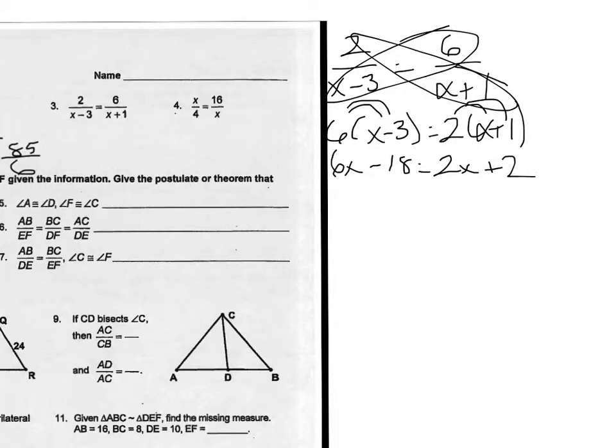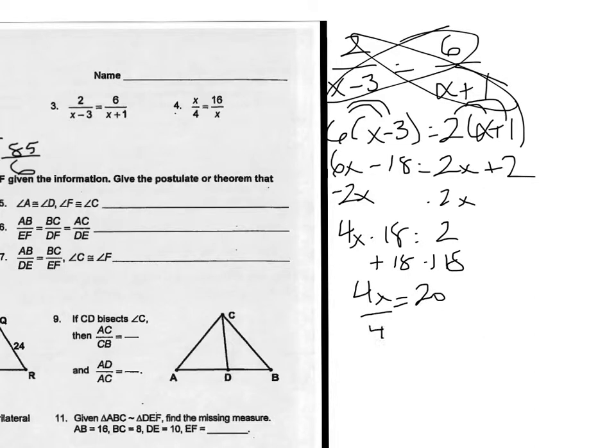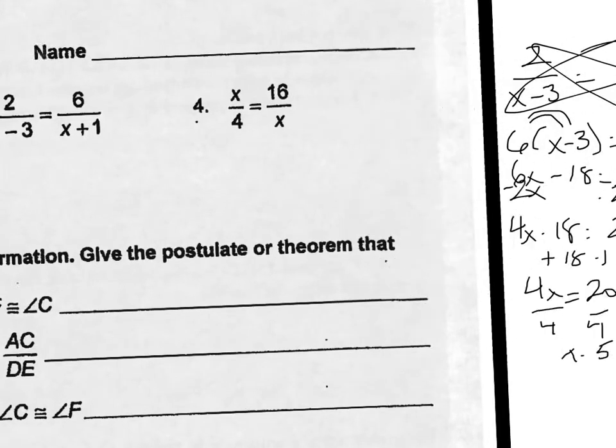Now what I want you to know is that first step is exactly the same on questions 2 and 3. I'm multiplying the cross products, and then I'm setting them equal to each other with this equal sign right here. Okay, now I'm just going to solve the equation. Subtract 2x from both sides. So I get 4x minus 18 equals 2, add 18, and I get 4x equals 20, divide by 4, x equals 5. Okay, let's finish up with question number 4.